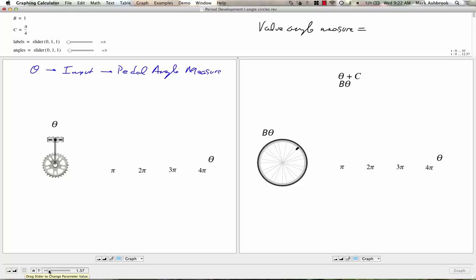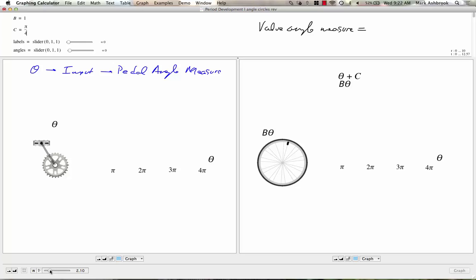Just 2. All right, so somewhere around here is 2. How would you calculate, or how would you write an expression for the exact angle measure of the valve when the pedal's at 2 radians? So what would it be? It would be theta minus, what do you want the equation? For this one, for when theta is 2. So it would be 2 minus pi over 4. 2 minus pi over 4 would be the valve angle measure. Agree with that?